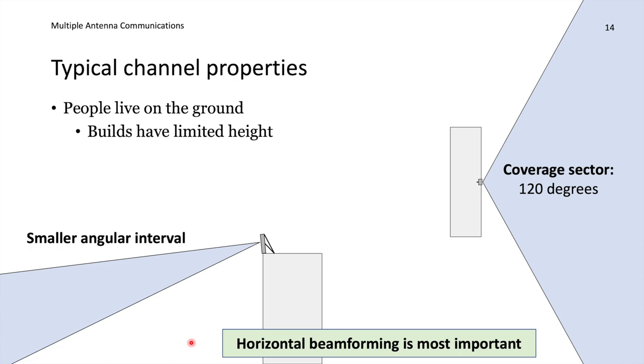The fact that horizontal beamforming is of most importance, while the elevation beamforming, which is also part of the three-dimensional beamforming that I was mentioning, is less important, but also something that can be used in particular in cities with high-rise buildings, where we can beamform to users at different floors of the building.